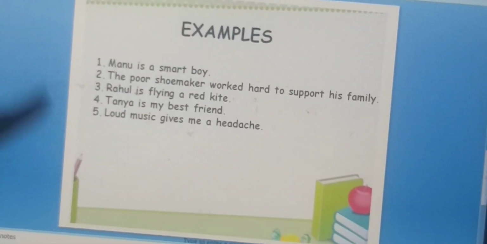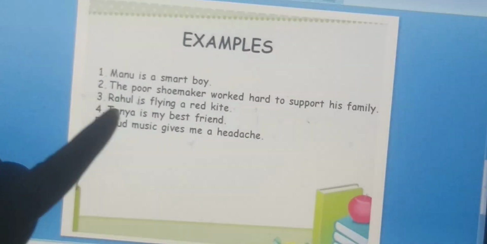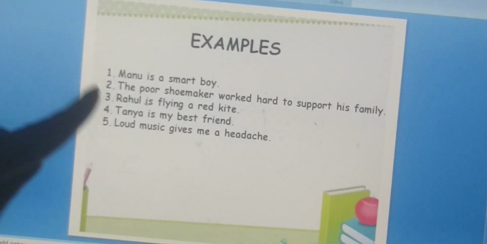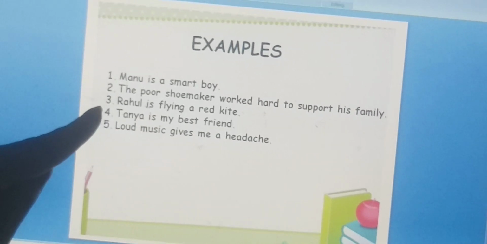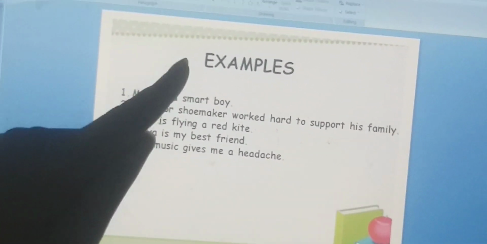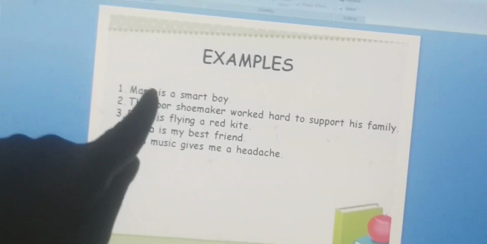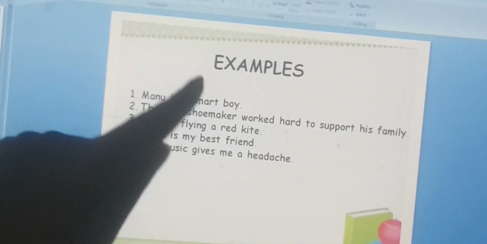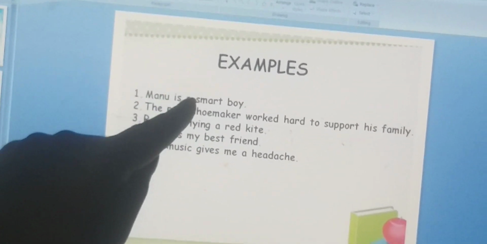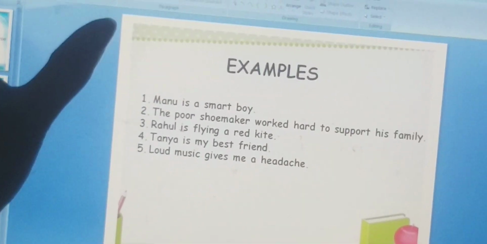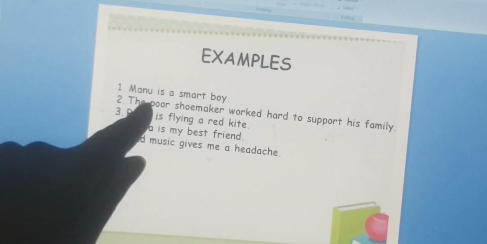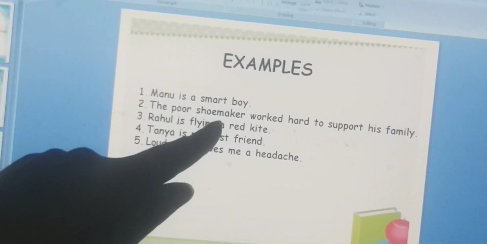First example is, Manu is a smart boy. Here students, there are two kinds of nouns. Manu, which is a proper noun, and boy, which is a common noun. But here it is showing Manu is a smart boy. Manu is a boy, but what kind of a boy is he? He is smart. So, smart is something which is describing Manu. So, here smart is an adjective.